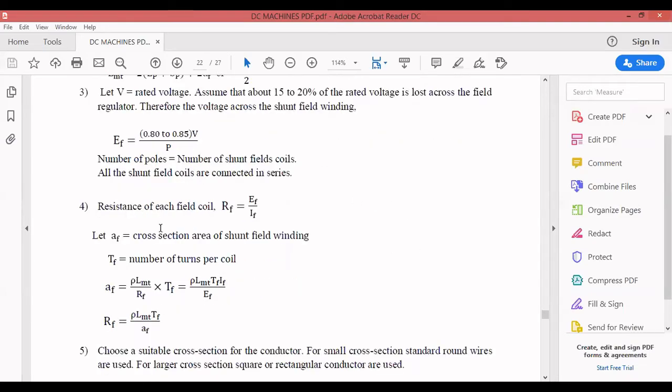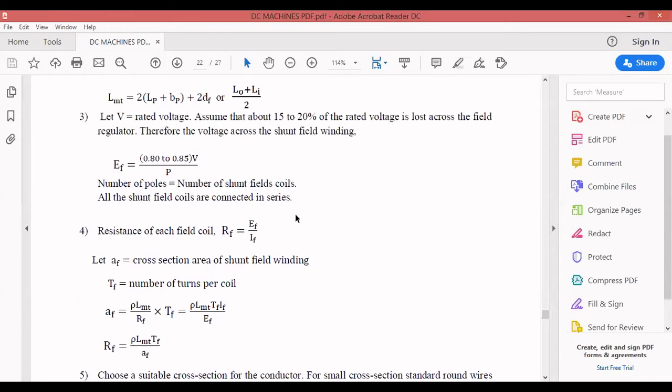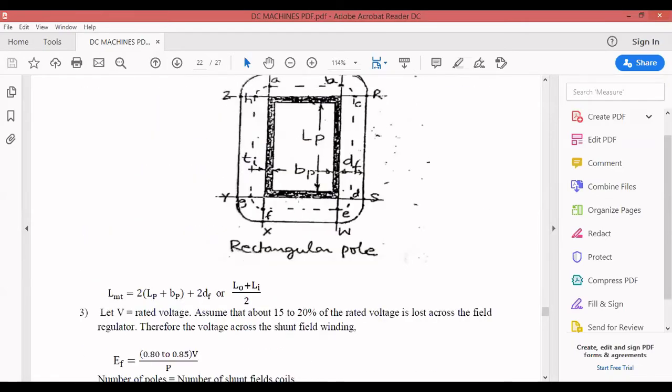Next, the fourth part: resistance of each field coil. RF is nothing but EF by IF, same thing, voltage by current. Let AF be the cross section area of the shunt field winding. Small AF is the cross section of the shunt field winding. TF is equal to the number of turns per coil, that is, the number of turns with respect to one pole.